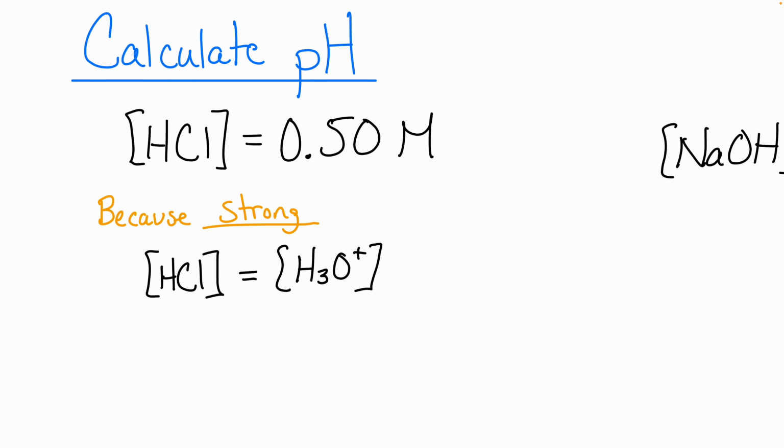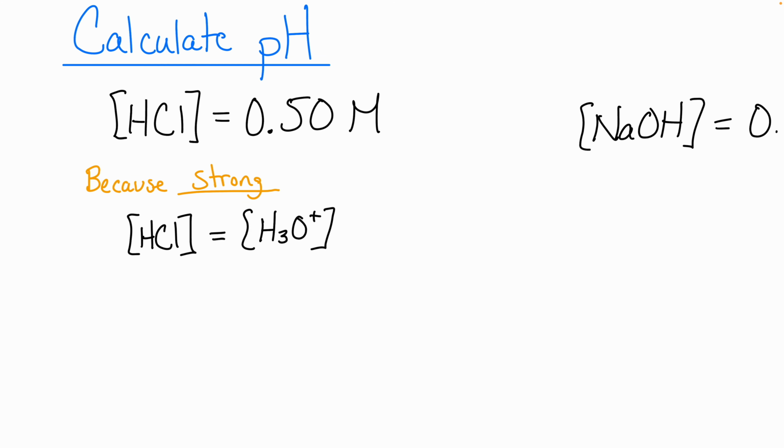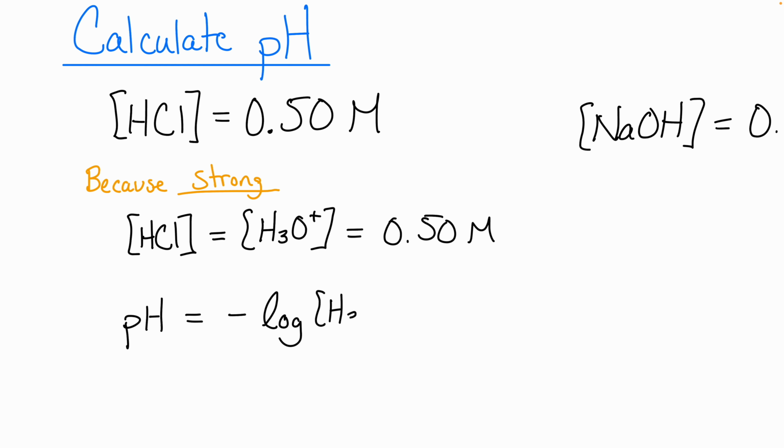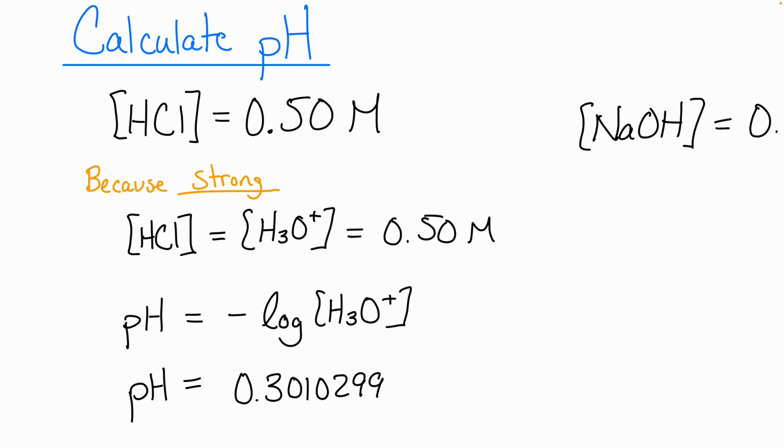All right? So then if we're looking for pH, we know this is that 0.50 molar. So if we're looking at pH, we need that equals negative log of the concentration of hydronium ions. We're just going to plug in that value that we have for our concentration of hydronium ions, that 0.5 molar. And our calculator spits out 0.3010299, et cetera.